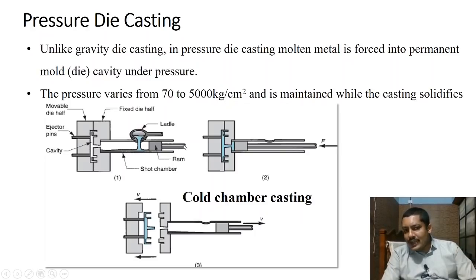Now you will operate this ram. When I operate it, you can see all the molten metal which was in the shot chamber has now been moved and filled in the mold cavity. And you have to keep this ram in its position until solidification occurs.